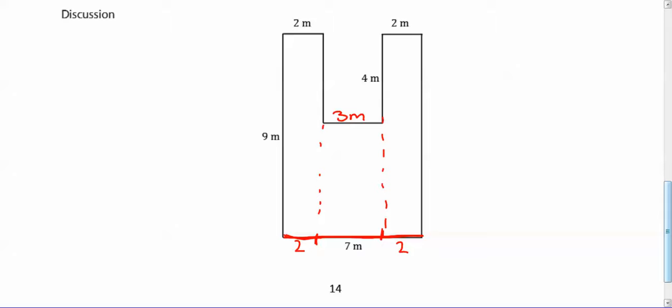All right, and we know this whole thing is 9 meters. Right to here is 4 meters. So what would this section have to be? Somebody said it. Liliana, 5. Very good, because 4 plus 5 gives us a total distance of 9.